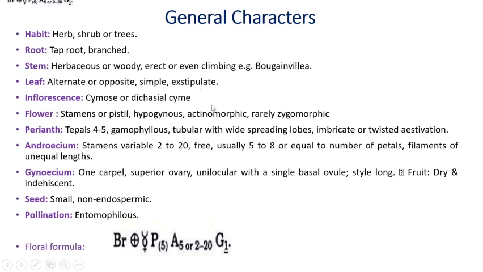Now let us start. General characters or salient features, starting from the basic level, habit. Mostly in this family, you will get the plants are herbs, some plants are shrubs, and others are trees. Herb is nothing but ephemeral or annual or biennial or sometimes perennial also. Then shrubs and trees are there.